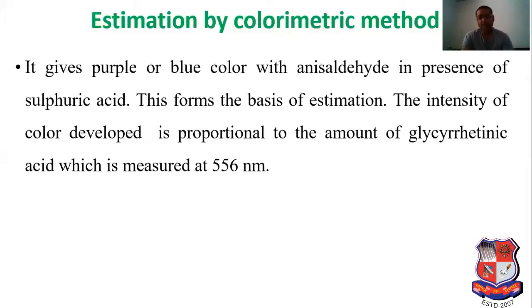This forms the basis of estimation because we get a color reaction. The intensity of color developed is proportional to the amount of glycyrrhetinic acid, which is measured at 556 nanometers. So here we have to measure the intensity of the color developed, and it is proportional to the amount of glycyrrhetinic acid, measured at 556 nanometers. So it is a colorimetric method for the estimation of glycyrrhetinic acid.